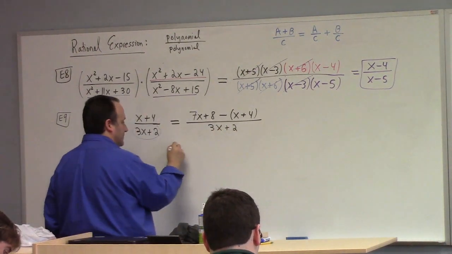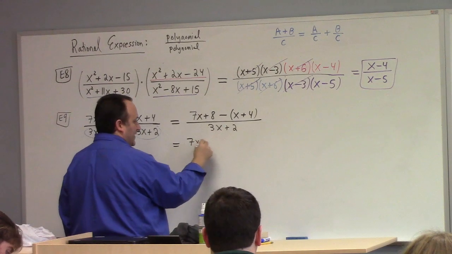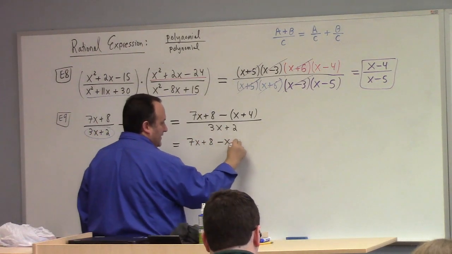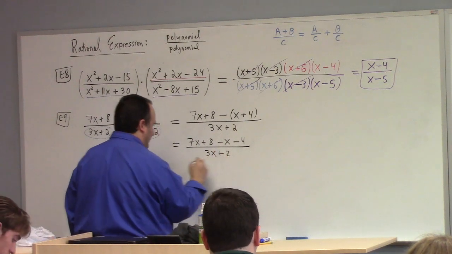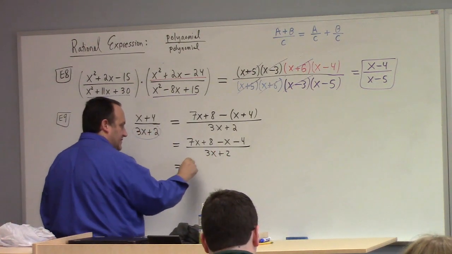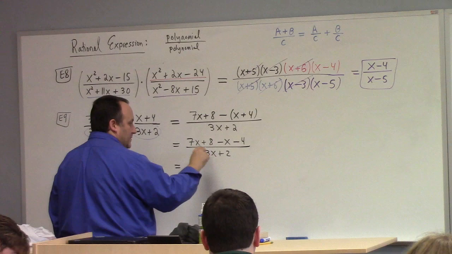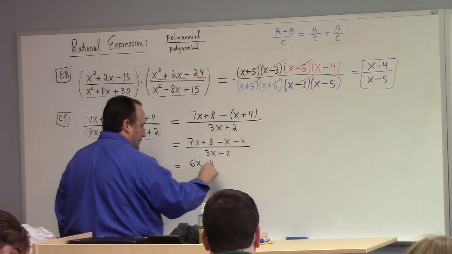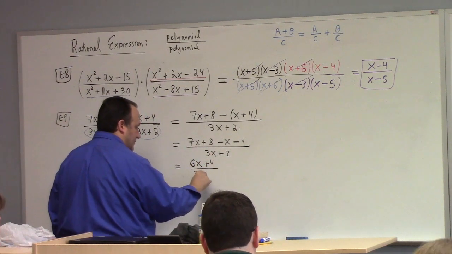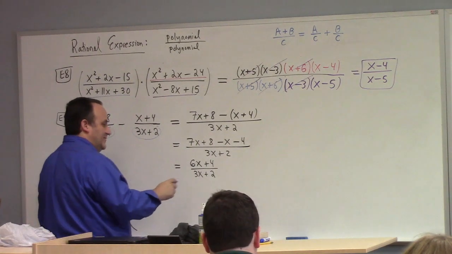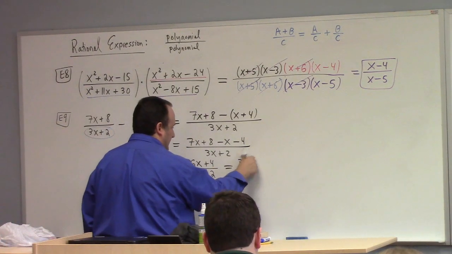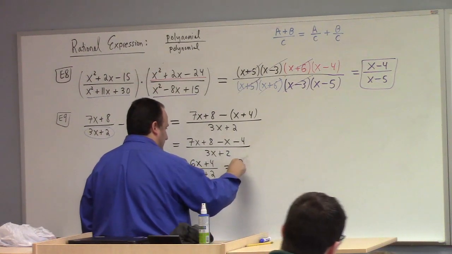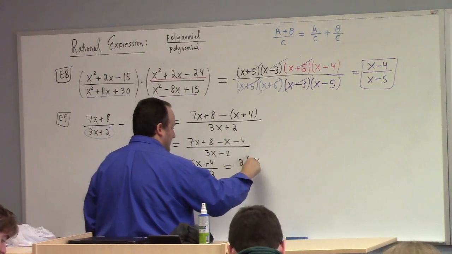How's that go? 7x plus 8 minus x minus 4 divided by 3x plus 2, which is 6x plus 4 over 3x plus 2. I take it back. I'm starting to warm to this example. That is 3 times, wait a minute, excuse me, that's 2. See, that's a 2 times 3x plus 2, isn't it?